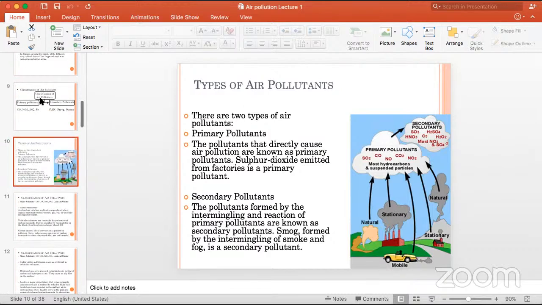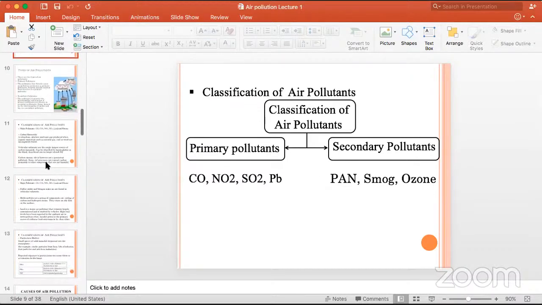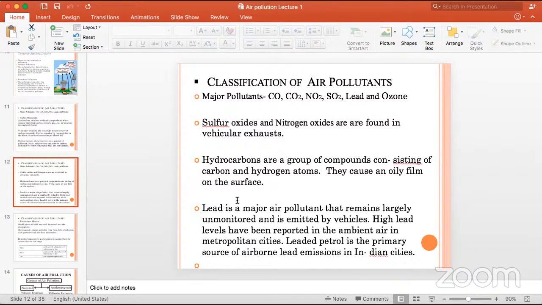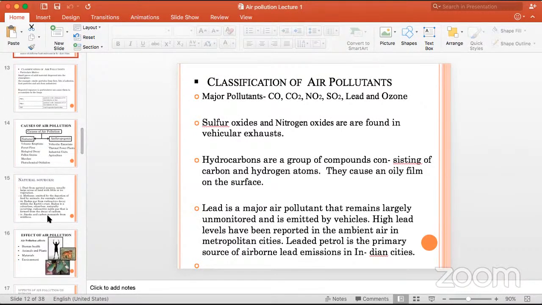So, for example, smog, which means smoke plus fog. So PAN, smog, ozone, these are examples of secondary pollutants, whereas primary pollutants are carbon dioxide, all the nitrogen and sulfur compounds, lead, right? So we saw how lead is also one of the major components of vehicular emissions. Leaded petrol is the primary source of airborne lead emissions in Indian cities. And therefore, air pollution has become a very big problem.